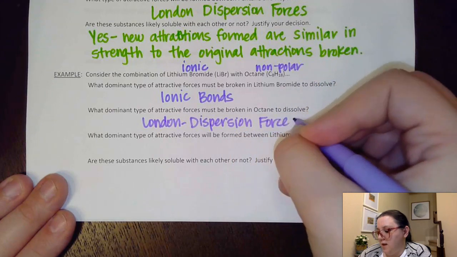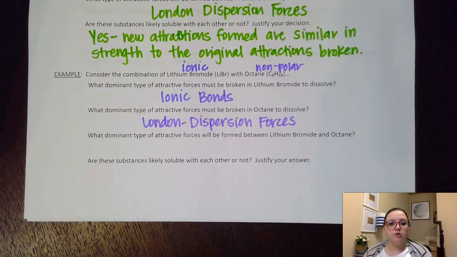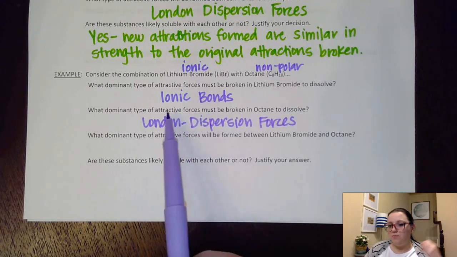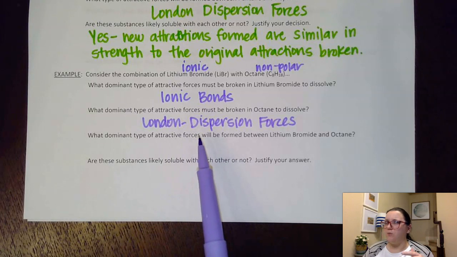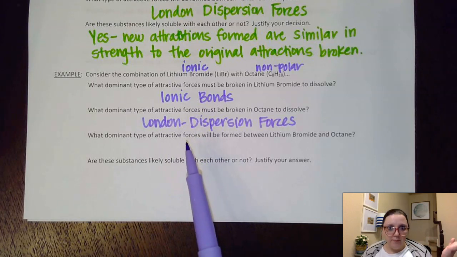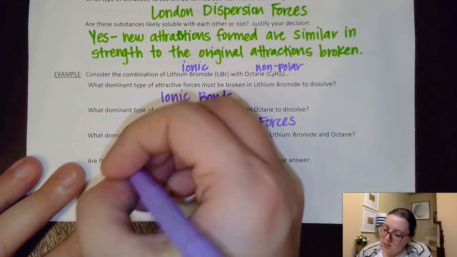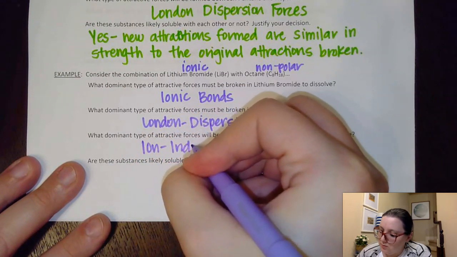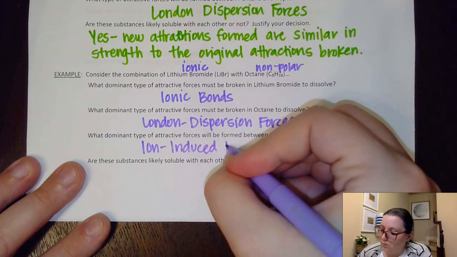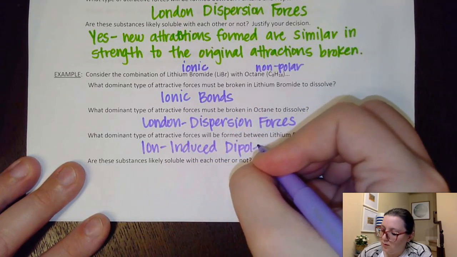All right, so then it asks, hey, what dominant type of attractive force will be formed between the lithium bromide and the octane? Well, let's think about this for a minute. From ionic, I would keep the ion part of the name. From London dispersion, we know that that would end up becoming induced dipole in our new combo name. So that gives us ion induced dipole forces.